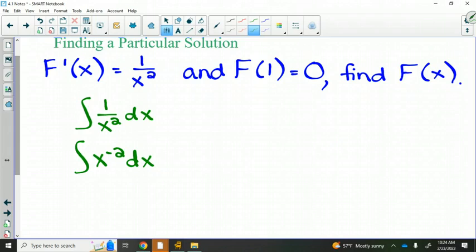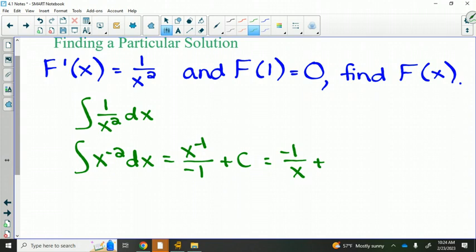All right, so now when we do power rule, add 1 to the power, divide by the power, plus c. I'm going to rewrite that. I'm going to put the negative on top just because I think it looks better. Negative 1 over x plus c. Okay, are we okay with everything in green so far? This answer is our general solution, and I'm going to put it equals capital F of x. So general solution for our antiderivative.